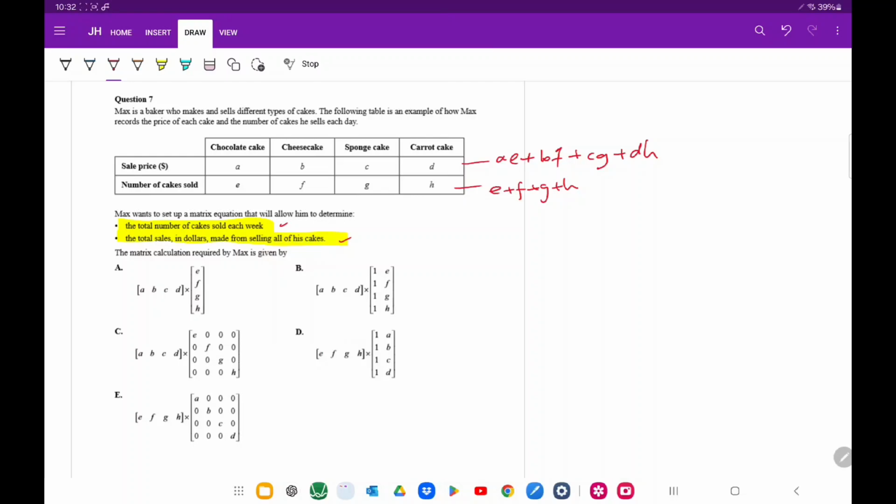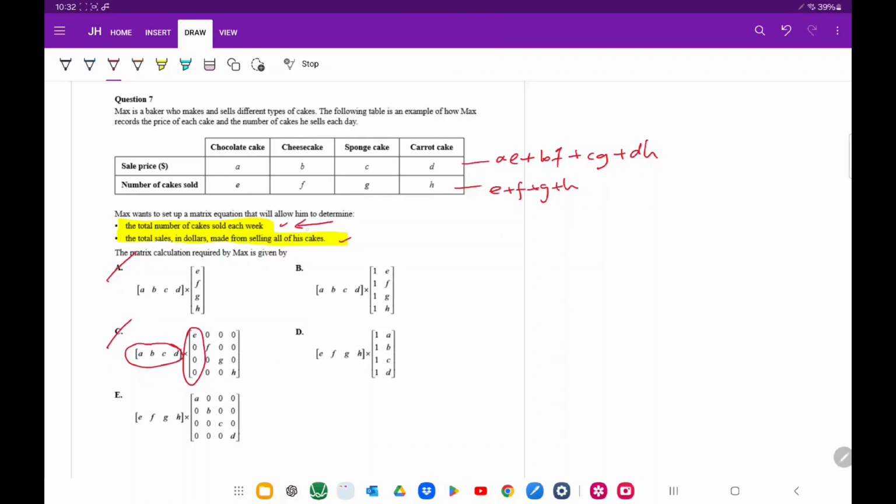Now if you look at each of these responses, A won't get you that. A will only get you the total number of sales. If we look at this matrix here, again, this really will solve nothing. It's just A times E, B times F. It really doesn't get you anywhere with this one.